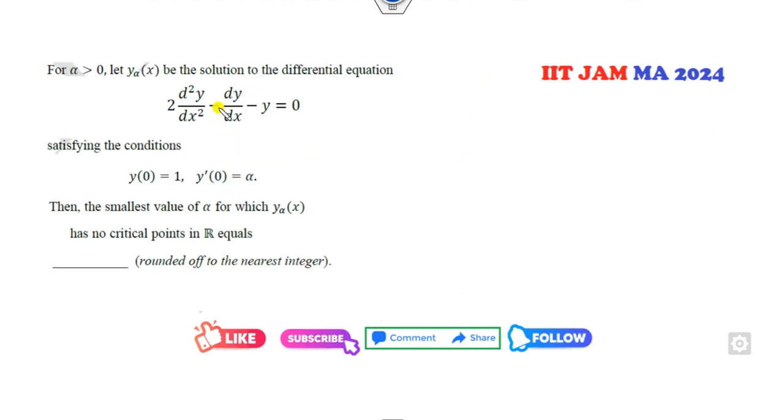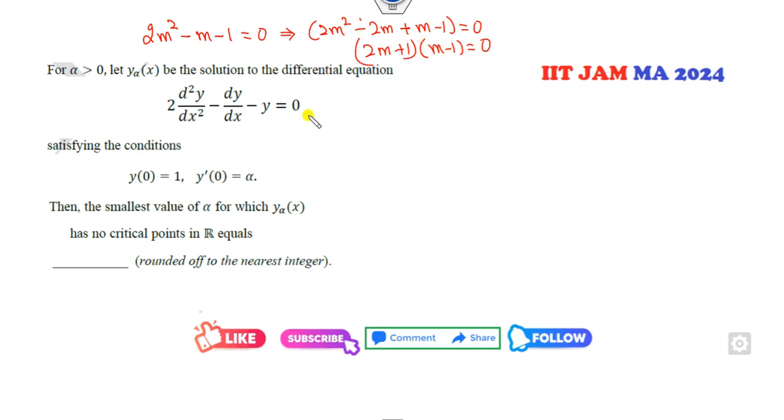Okay, look at this another one. Again, you can solve this. This is 2m square minus m minus 1. So I can factorize them: 2m plus 1 and m minus 1 equals 0. So my solution will be c1 e raised to power x plus c2 e raised to power minus x over 2. y of 0 is 1, so c1 plus c2 is 1. y dash 0: c1 minus c2 by 2 is alpha.